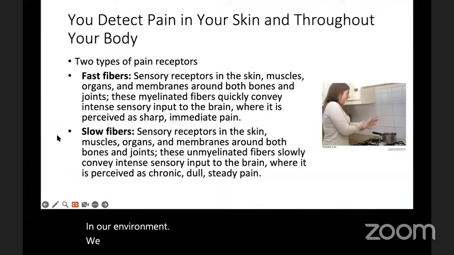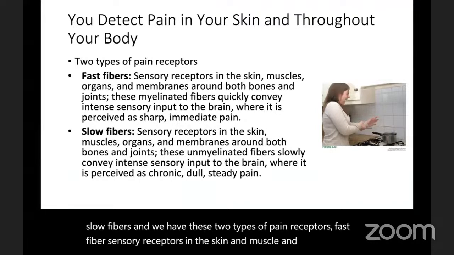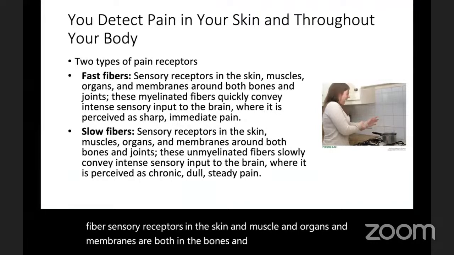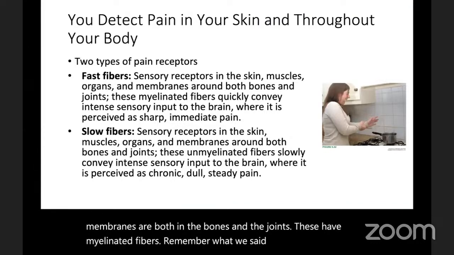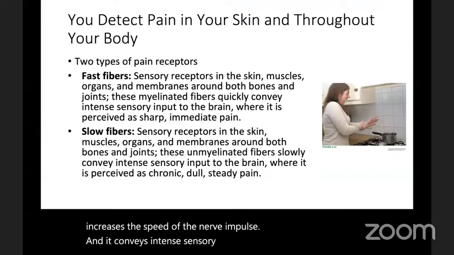When it comes to pain, we have what are called fast and slow fibers, two types of pain receptors. Fast fibers, sensory receptors in the skin, muscle, organs, membranes, bones, and joints, have myelinated fibers. Remember what we said about myelination: it increases the speed of the nerve impulse, and it conveys intense sensory input to the brain. It is perceived as sharp and immediate.